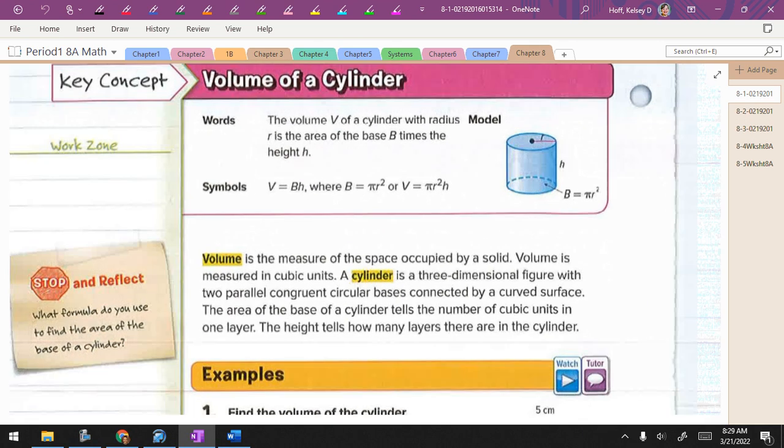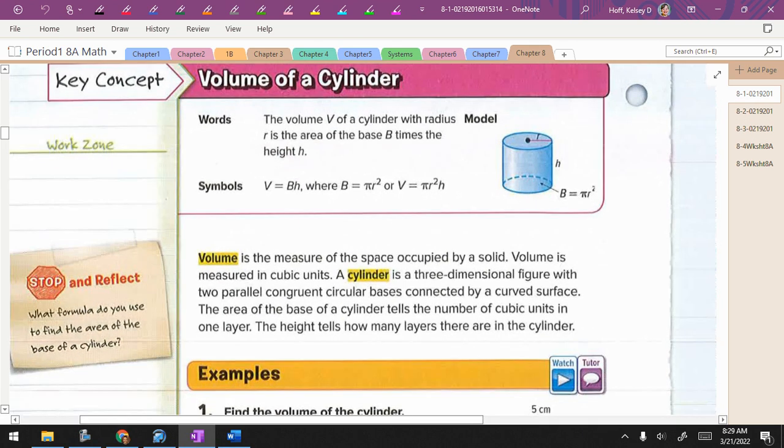So a cylinder is like a can, okay? Has 2 circles as bases, the top and the bottom. It could be tilted on its side, obviously. They're the same size, congruent. They're parallel, meaning they won't run into each other. And they're connected by that curved surface. So like a can of soup, a garbage can, those are all cylinders.